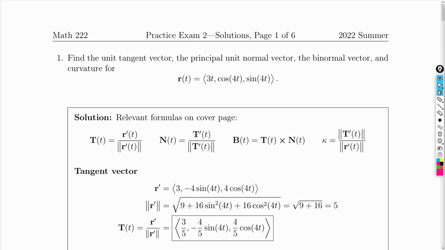Okay, so solutions to the practice exam, number 2.